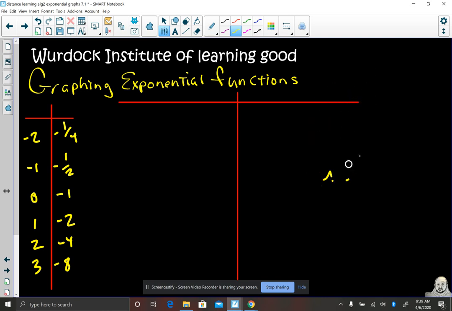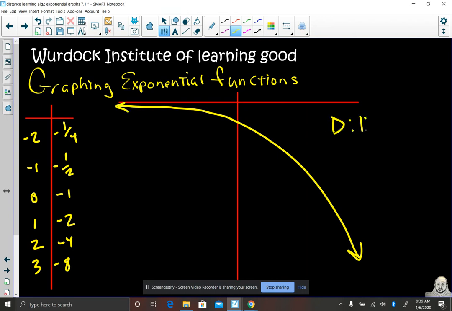So the function this time would look like this. The domain this time is still all real numbers because it goes from far left to far right. The range is everything below, remember that looks like the letter L, below 0.